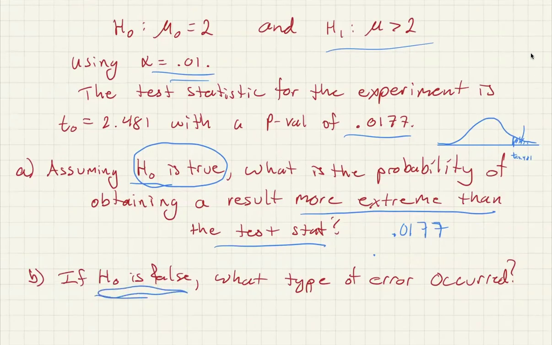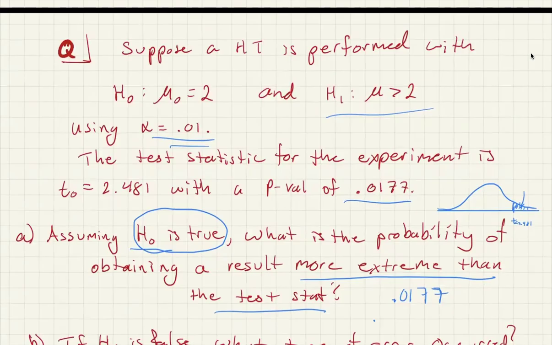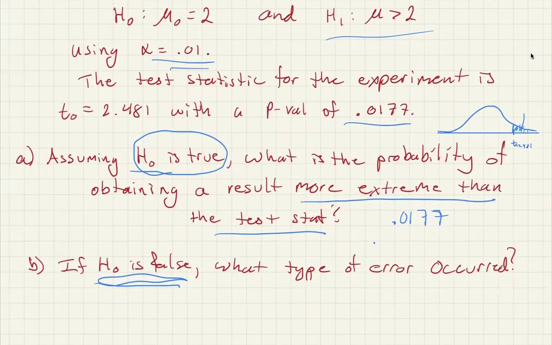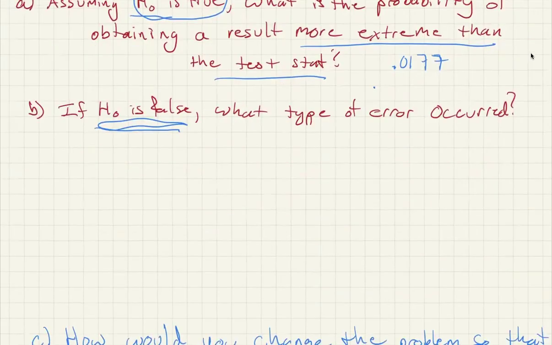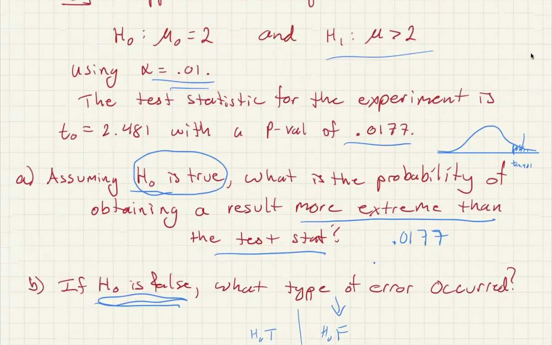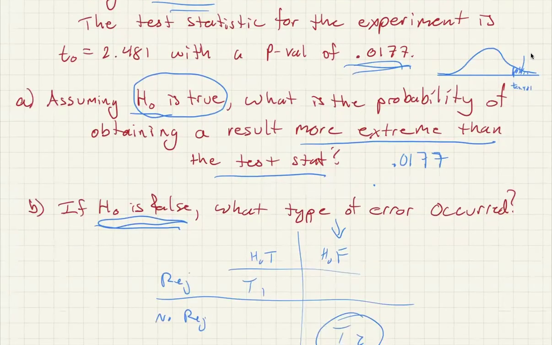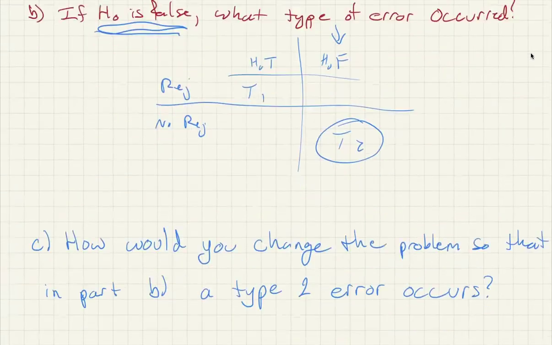Okay, if H naught was false, so that means we should reject this in order to make the correct decision. If H naught was false, what type of error occurred? So if we had that little table, there's the true and false for H naught, and then there's we reject or we don't reject. And if you remember, this is type 1, this is type 2. So if H naught is false, we're in this column. I bet we made a type 2 error, and yes, we did, because our p-value is not small enough to reject, right? It's not smaller than alpha. So we did not reject H naught, and we should have. That's a type 2 error.